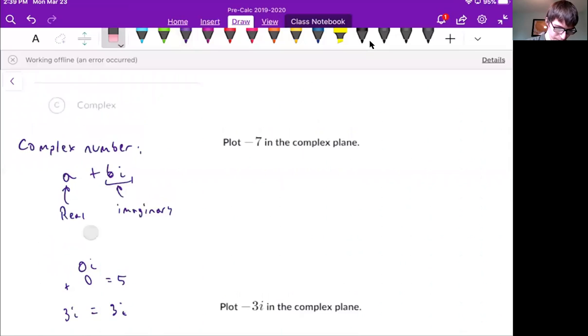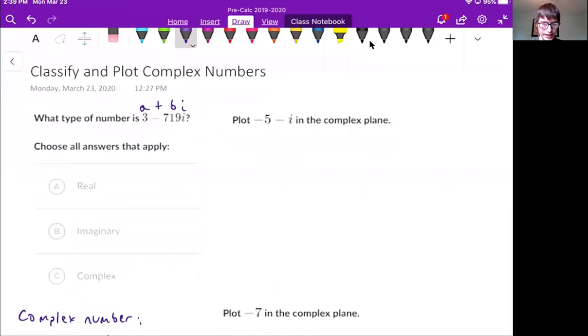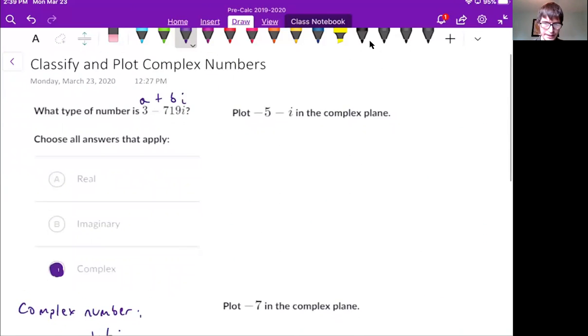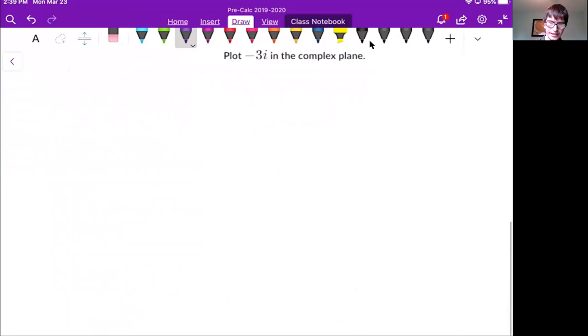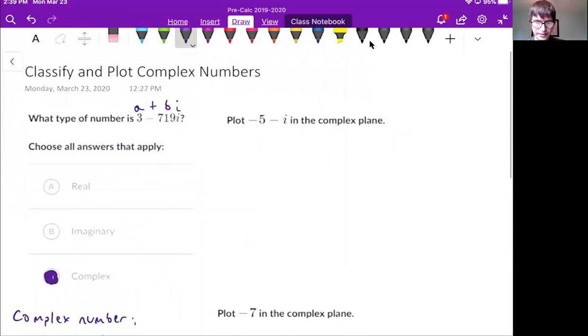Okay, so let's see the problem they give us. They gave us a plus bi. So it has a real part and it has an imaginary part. That would mean it's a complex number. So our answer would be complex. Okay, great. That's all it is really for classifying. The rest is all about plotting these complex numbers.